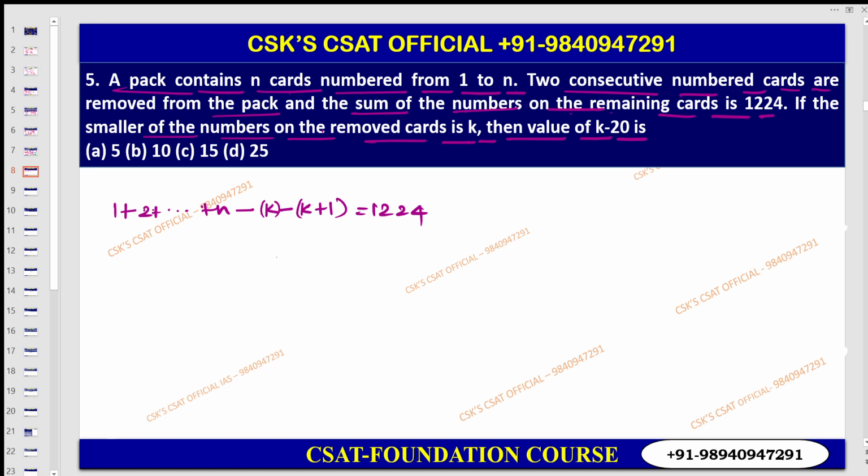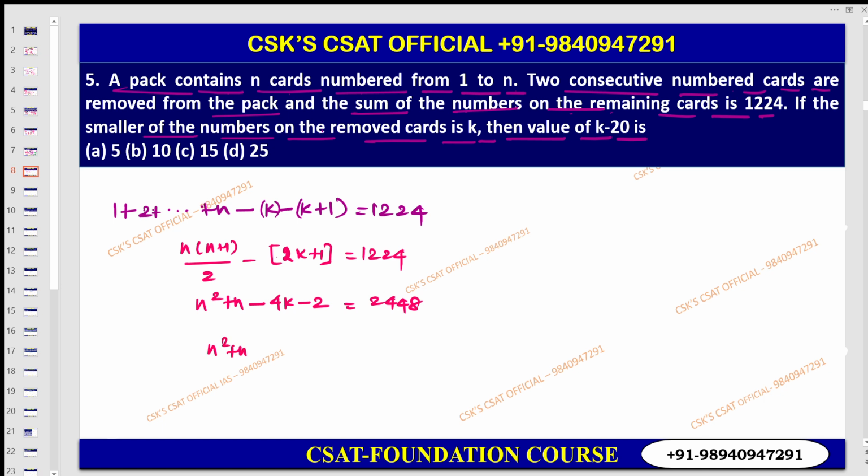Minus, you can take a common. So n into n plus 1 by 2, minus, you can take, so then k plus k becomes 2k plus 1, which is equal to 124. So you have to simplify this equation. That's it. Now cross multiply. n square plus n minus 4k minus 2. So just cross multiply this here, 2 into 124 is 248. Rearrange.